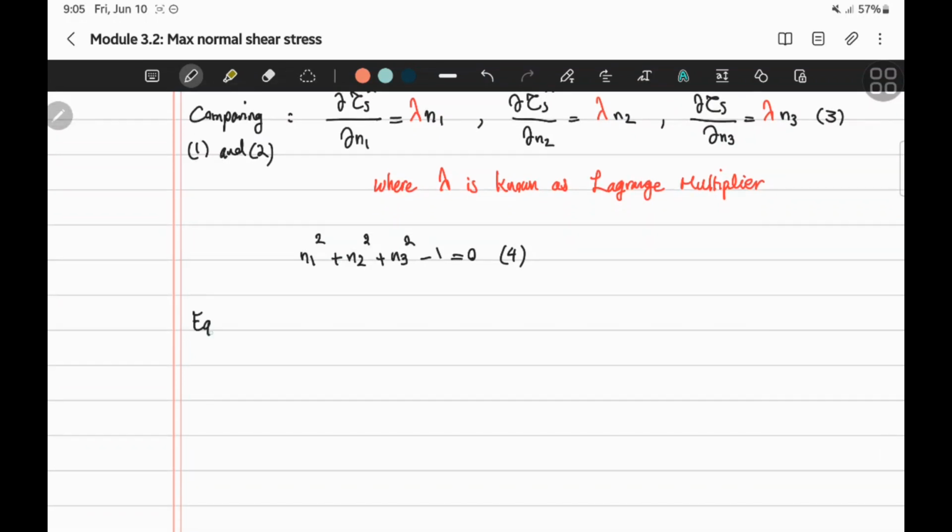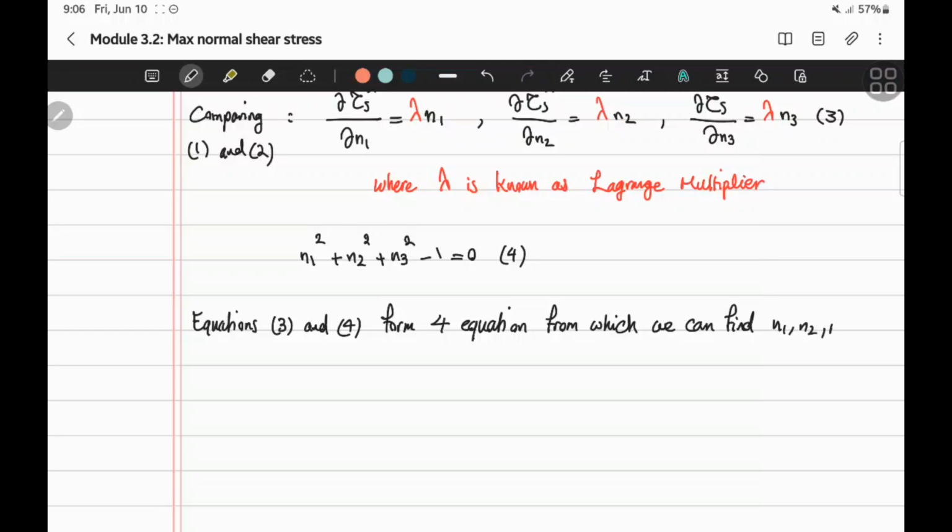So equations 3 and 4 form 4 equations from which we can solve, or we can find n1, n2, n3, and lambda.